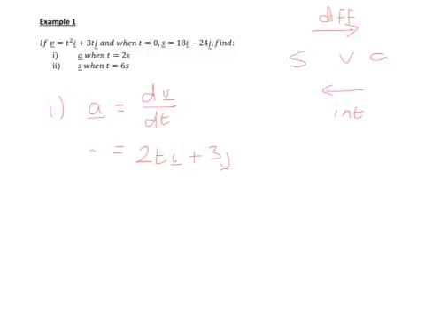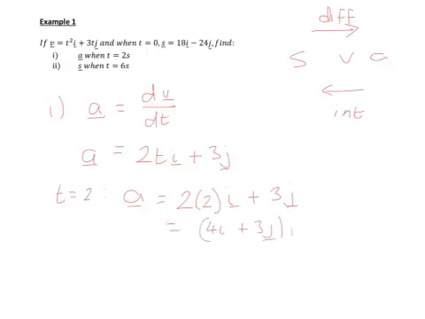Okay, so we've got our a. We're told to find acceleration when t equals 2. So if t is equal to 2, then we can work out what a is just simply by doing 2 times 2, still with our i component, plus 3j, which will leave us with 4i plus 3j, and that's our acceleration, so that's meters per second squared.